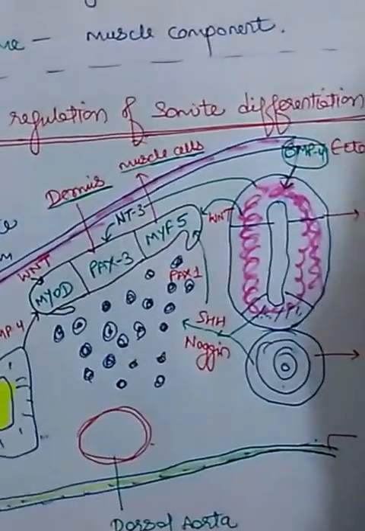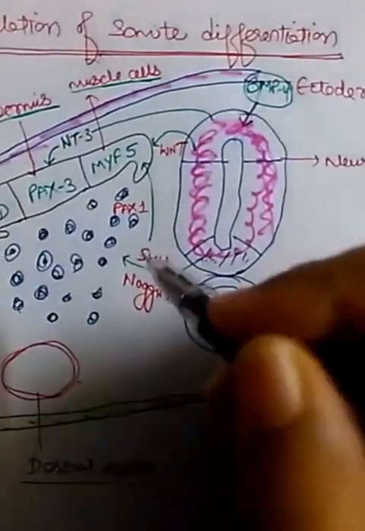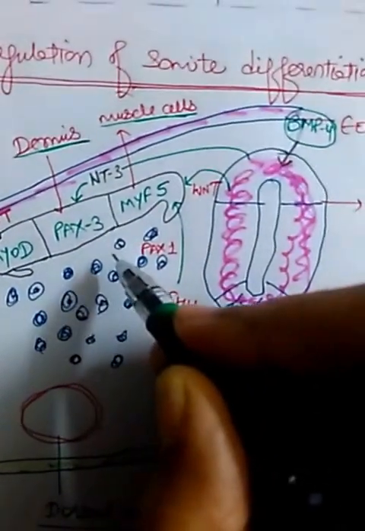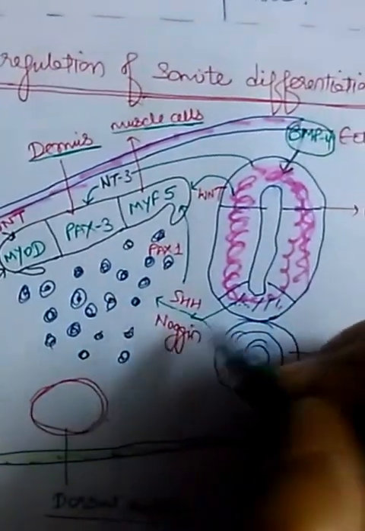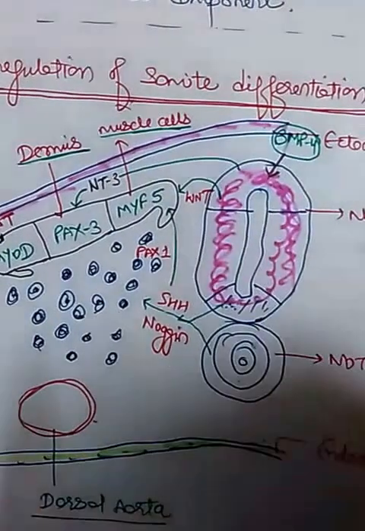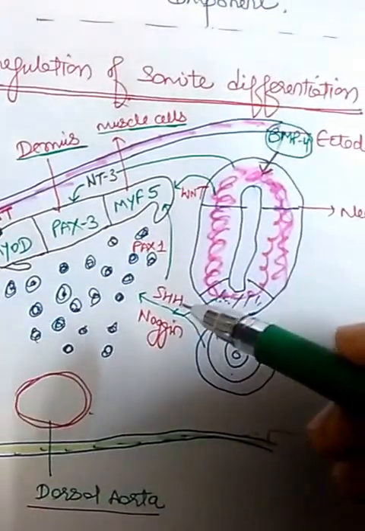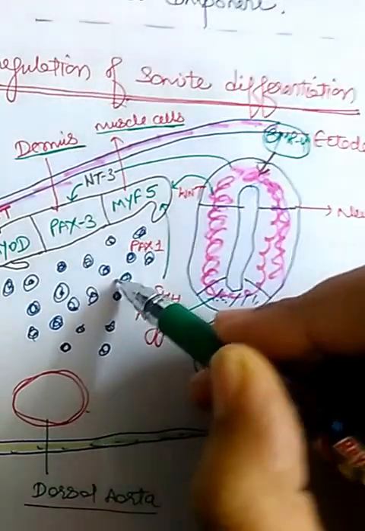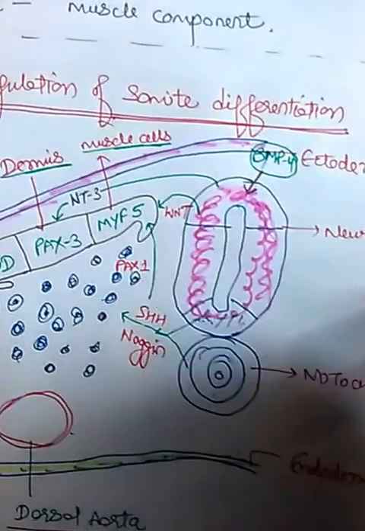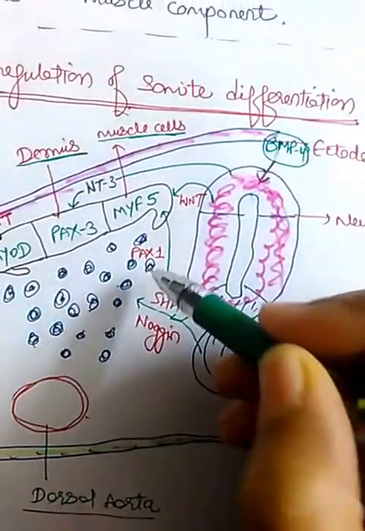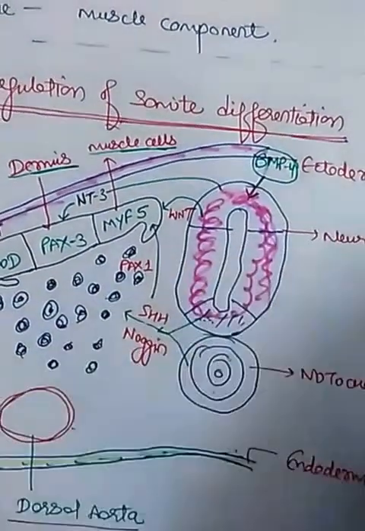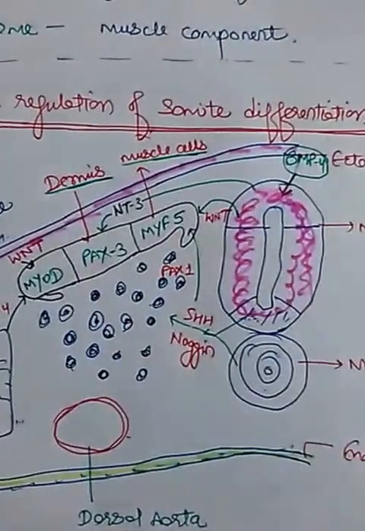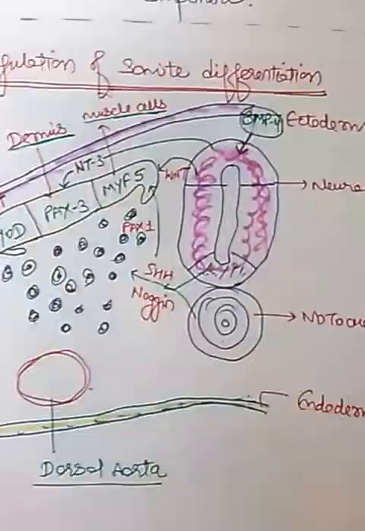These two genes induce the ventromedial part of the somite to become sclerotome. Sonic hedgehog and Noggin are responsible for the formation of sclerotome, and then these sclerotome cells secrete PAX1. This PAX1 is responsible for cartilage and bone formation, for example vertebrae and ribs.